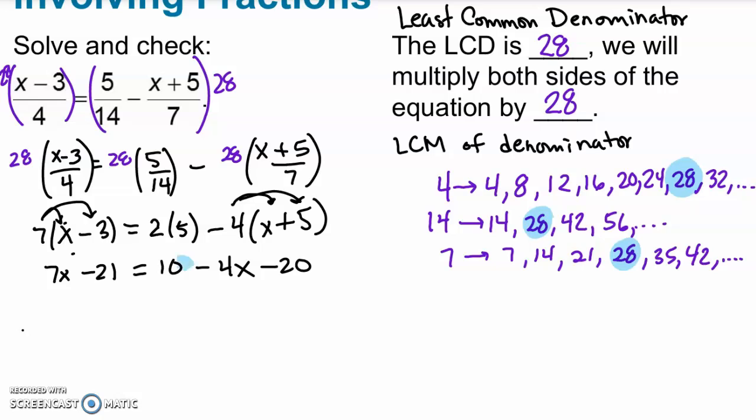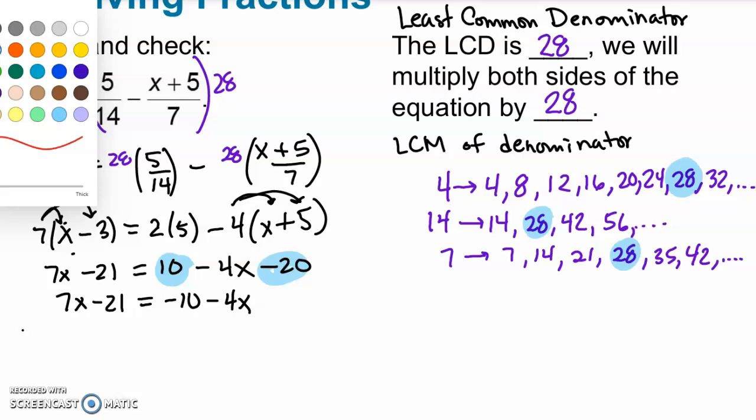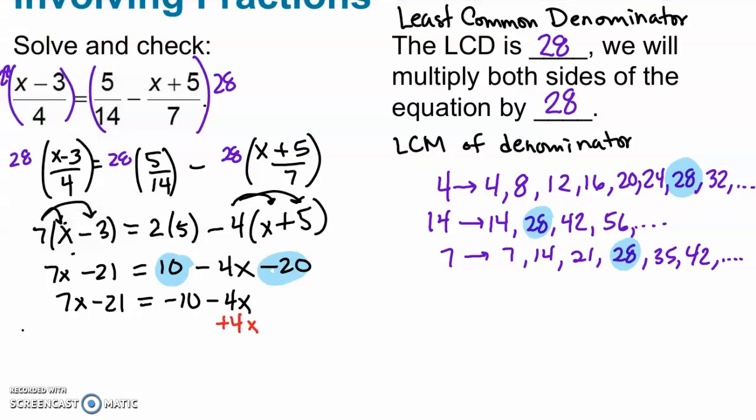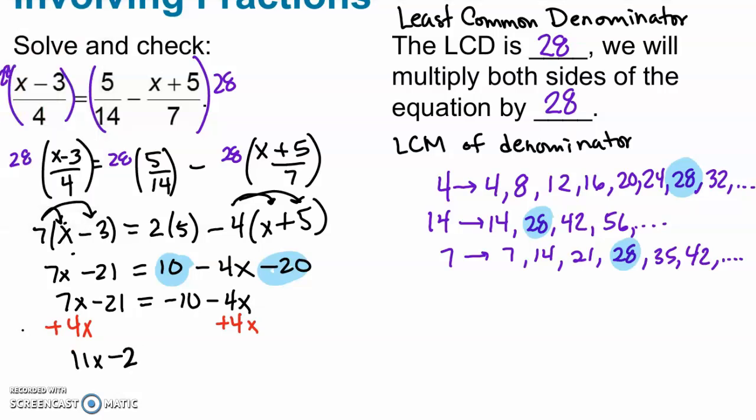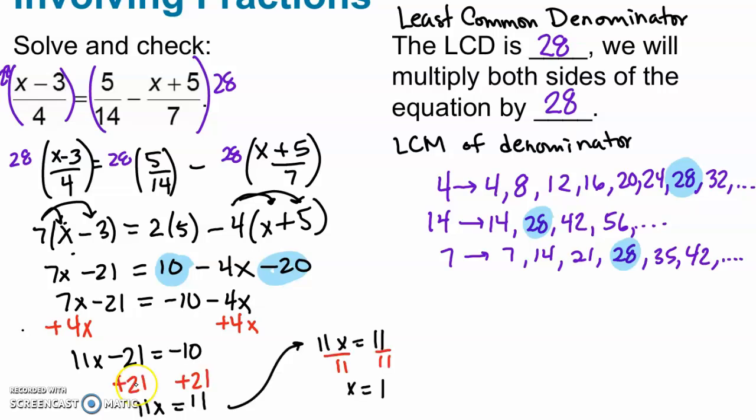We have 10 minus 20 here. So I'm going to collect that to be negative 10. The left side stays 7x minus 21, nothing gathers there, but this will be negative 10 minus 4x. Now move over the 4x to obtain 11x minus 21 is equal to negative 10. And then let's solve this. Add 21 to both sides, divide both sides by 11, you end up with x equals 1.